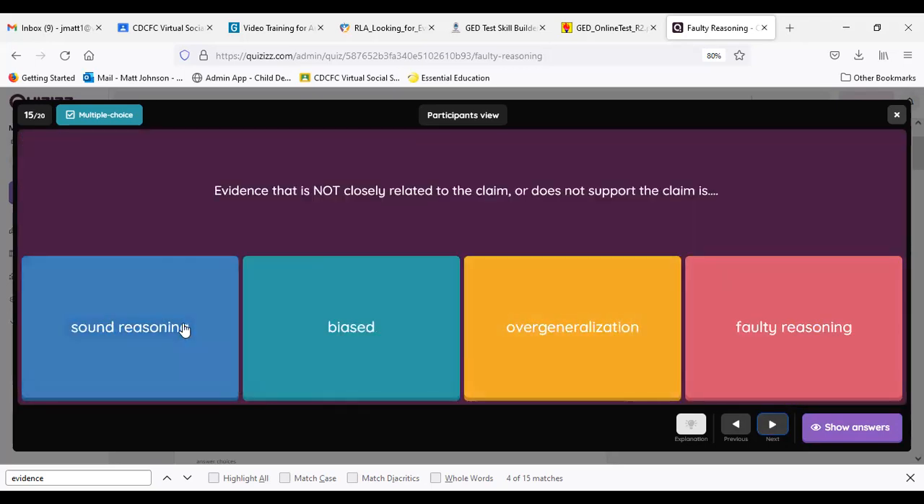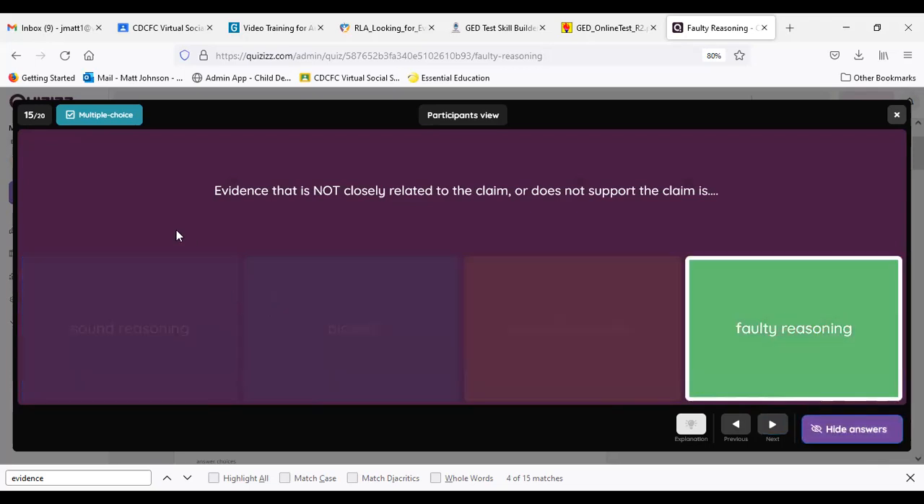And Sasha Gay, this. Faulty reasoning? Yes. Yeah, right. So if it's not closely related to the claim or doesn't support it, so also irrelevant, right? Irrelevant evidence. You could use either term. Like if you point something out in a passage, they quoted this statistic, but it's unrelated to their argument. You could say that is faulty reasoning, or that is irrelevant evidence. All right, good job.